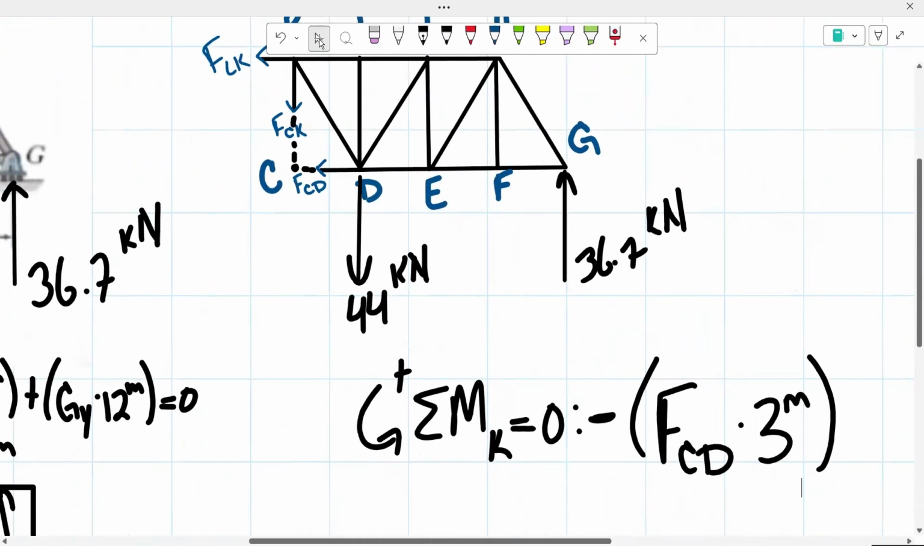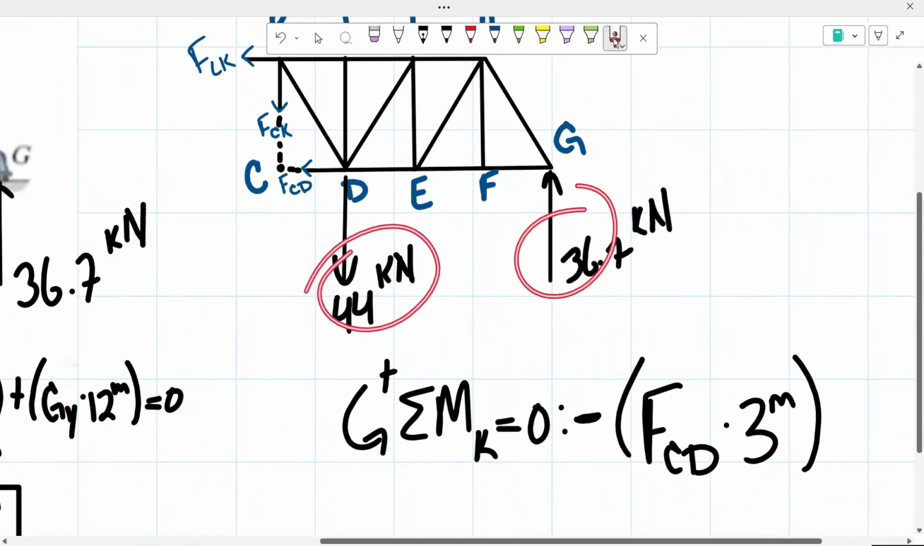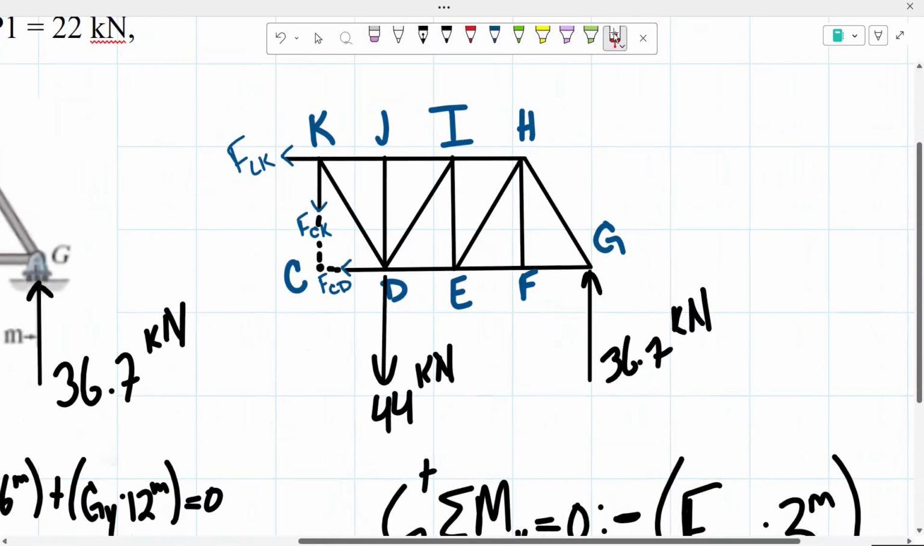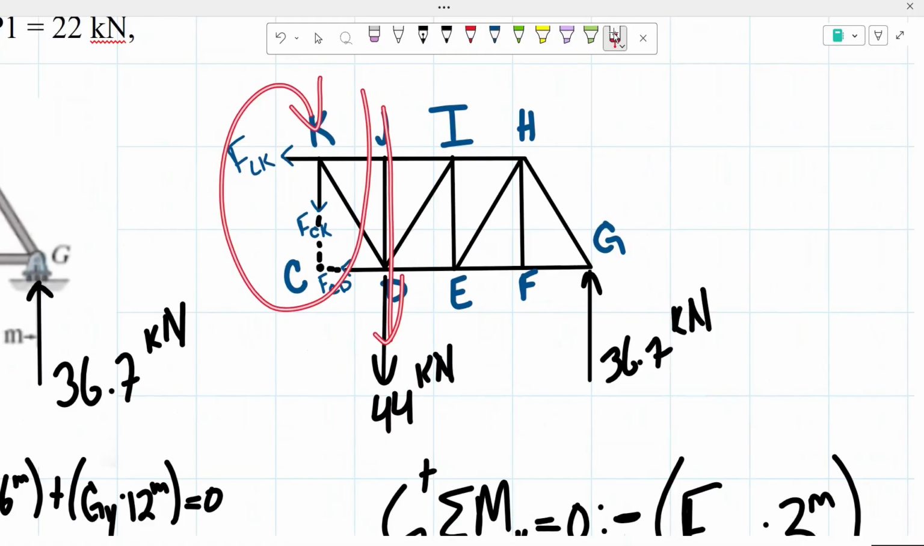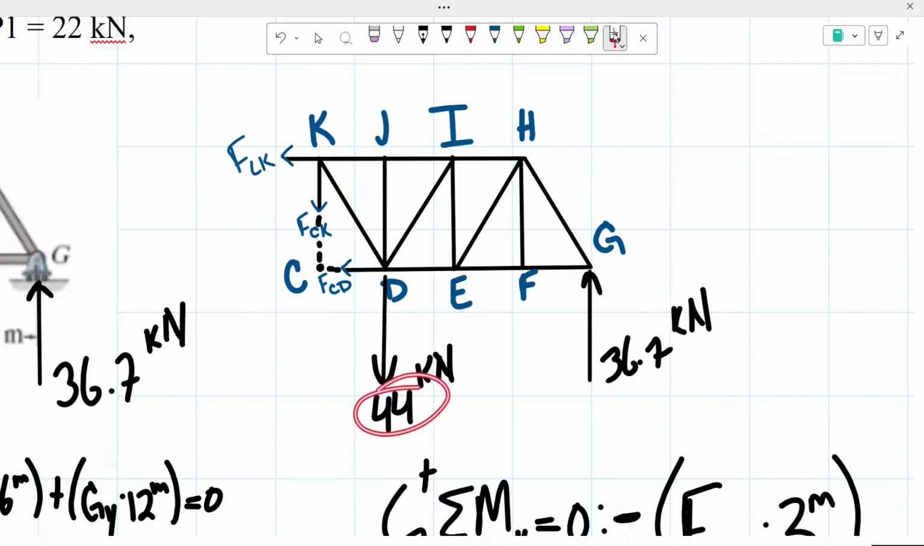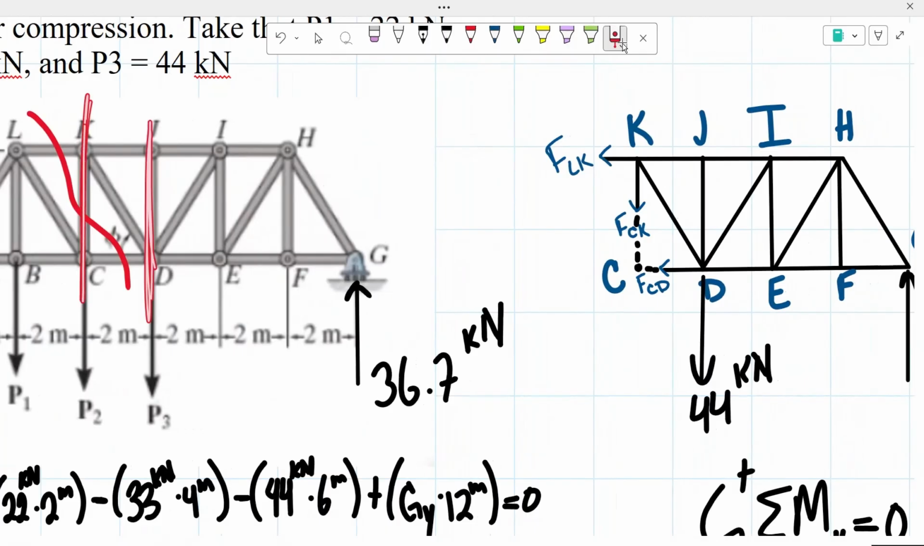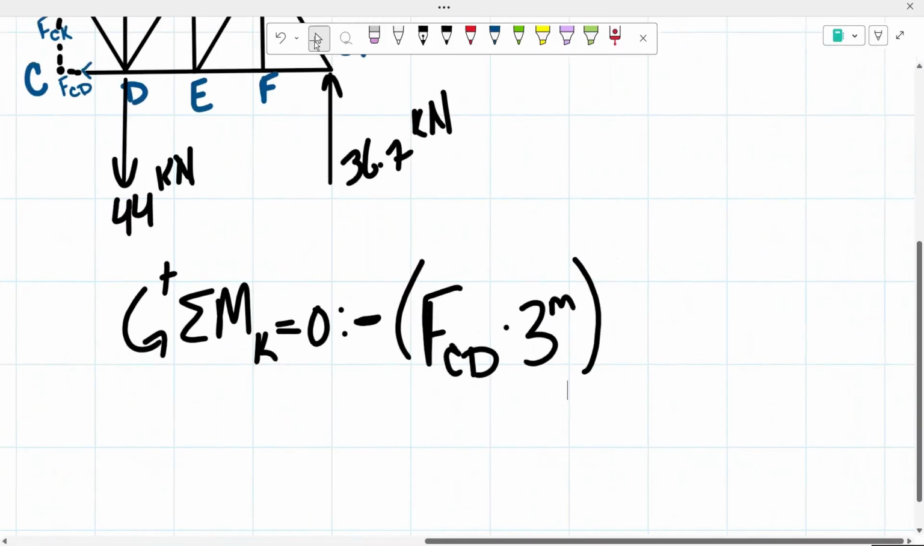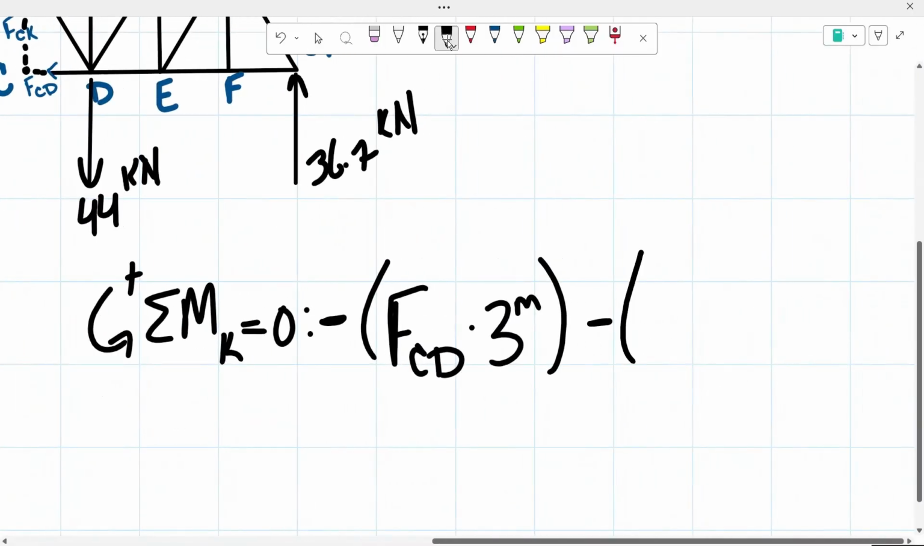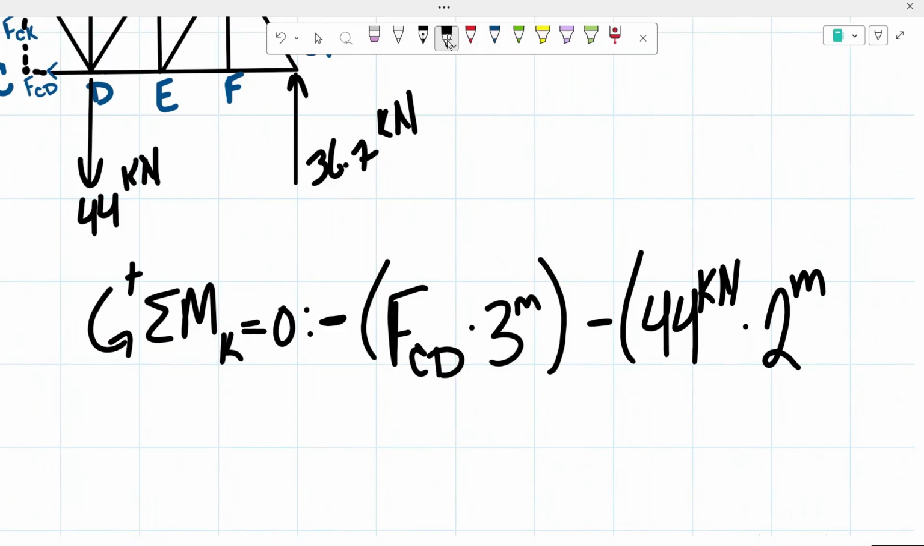From there, our 44 kilonewton force will be creating a moment. This one is going downwards to the right of that point, so it's going to create a clockwise moment as well. So a negative moment with a force of 44 kilonewtons and a distance of, as you can see here, our point D is right here, our K is right here. So we know there's a distance of 2 meters. So again, negative moment with the force of 44 kilonewtons times the distance of 2 meters.